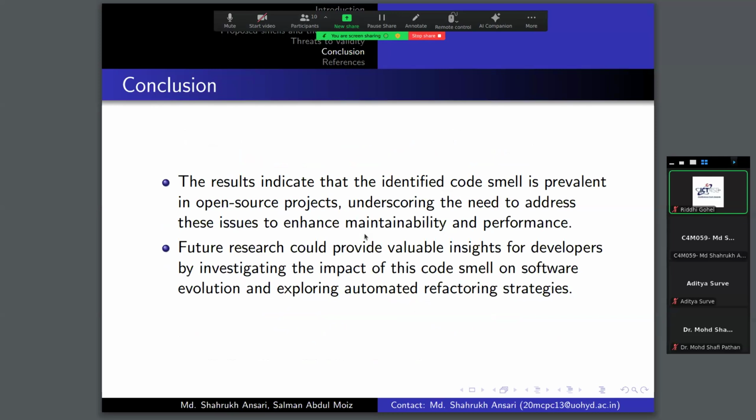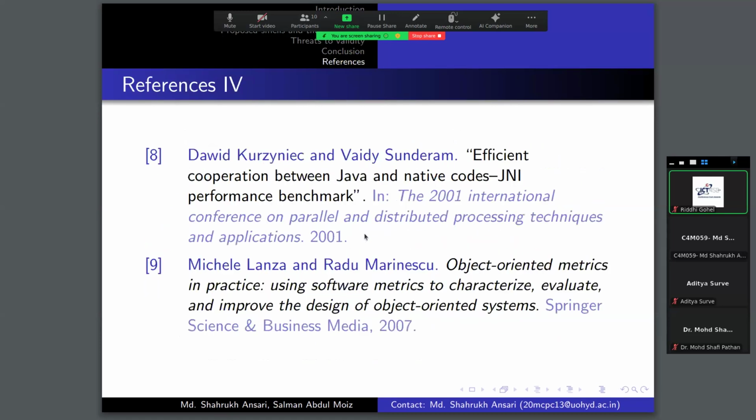Future research could provide valuable insights for developers by investigating the impact of this code smell on software evolution and exploring automated refactoring strategies. These are my references. Thank you.